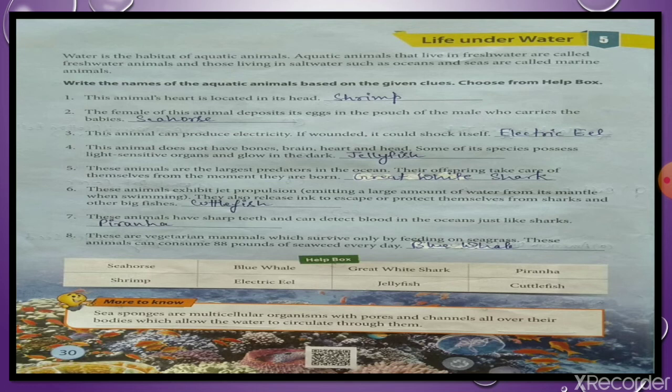Now, seventh one, these animals have sharp teeth and can detect blood in the oceans just like sharks, and they are piranhas. Then the eighth one, these are the vegetarian mammals which survive only by feeding on seagrass. These animals can consume 88 pounds of seaweed every day, and they are the blue whales. Now you can see more to know. Sea sponges are multicellular organisms with pores and channels all over their bodies which allow the water to circulate through them. That is why they come under the class porifera, in which so many pores are there.